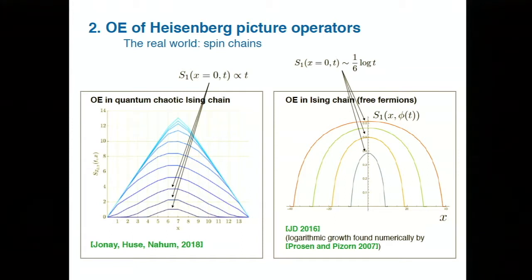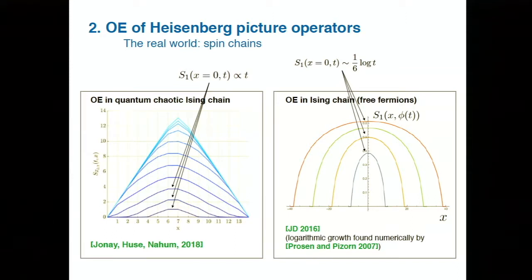However, it's not supposed to apply. I mean, there's no CFT here. This is just a simulation in a quantum chaotic Ising chain. It's not supposed to be directly related to a CFT. But still, qualitatively, it looks like it's the same behavior.